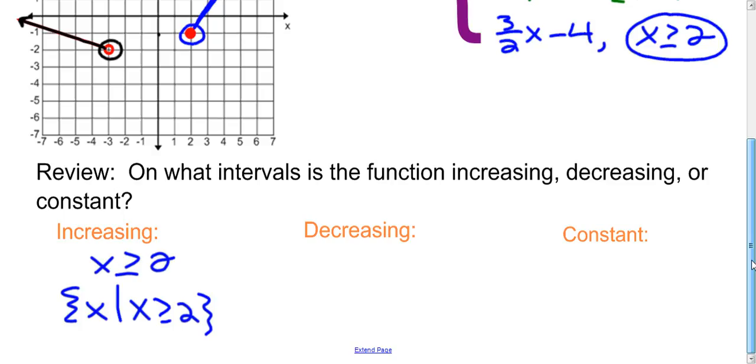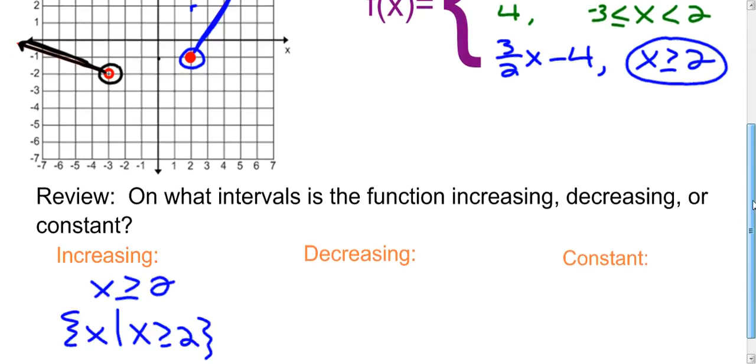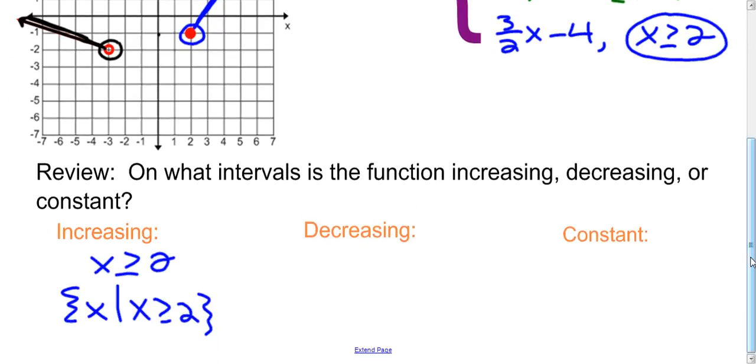Decreasing is where it has negative slope. So that's this black section in here, negative slope. And that negative slope happens up here when x is less than -3. So this is interval notation. And this would be set notation.